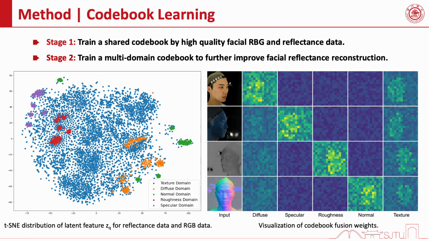In the first stage, we simply train the quantized autoencoder with a shared codebook using both high-quality facial RGB and reflectance data. In the second stage, we train domain-specific codebooks and fusion module to further improve facial reflectance reconstruction. Here are the TSNE distribution figure and the visualization of codebook fusion weights. These figures show that reflectance data uses multiple basis codebooks for discrete representations, which indicates the alignment behavior between the reflectance domain and RGB domain.